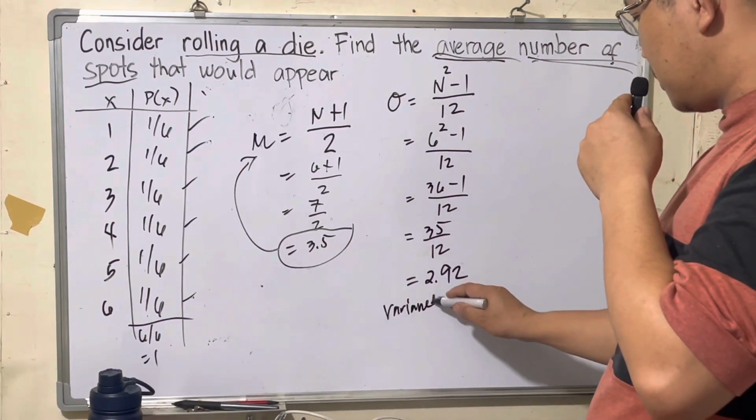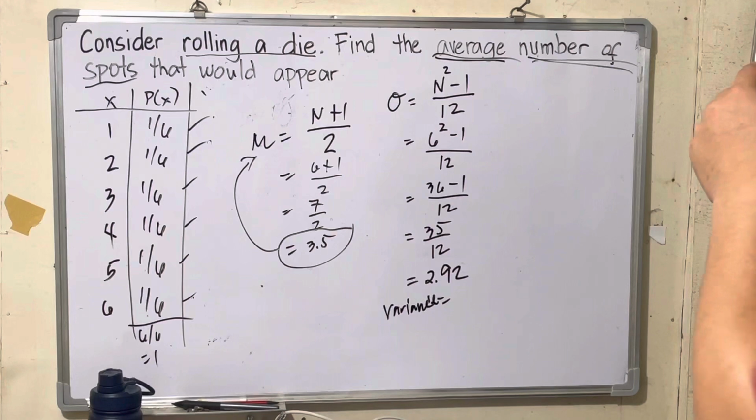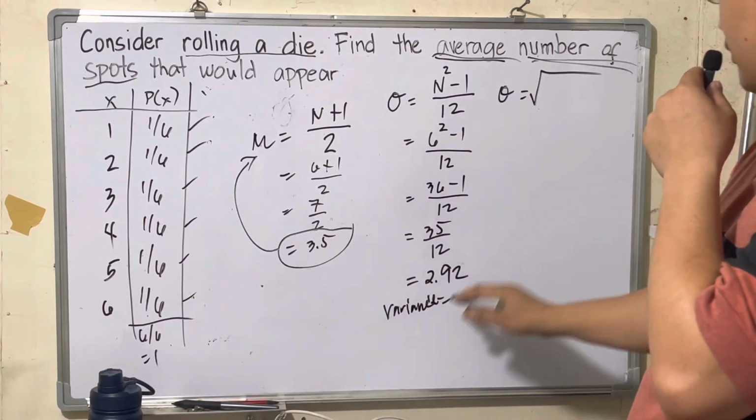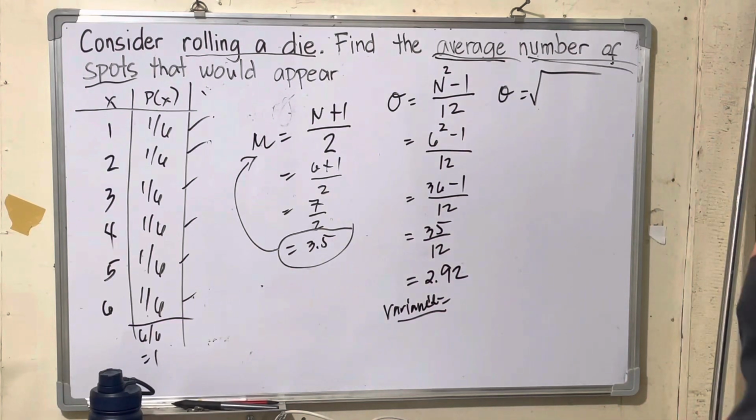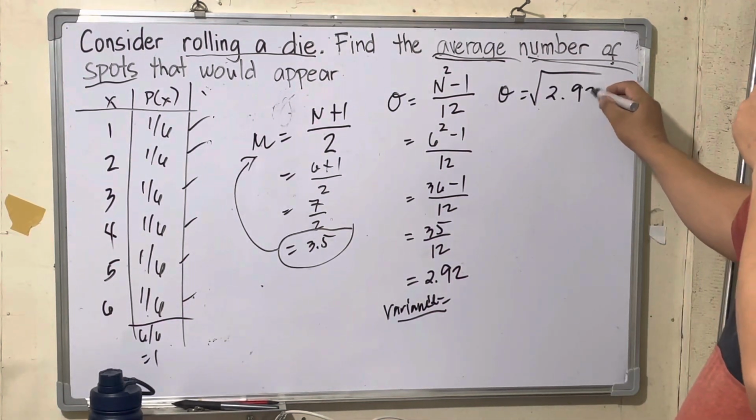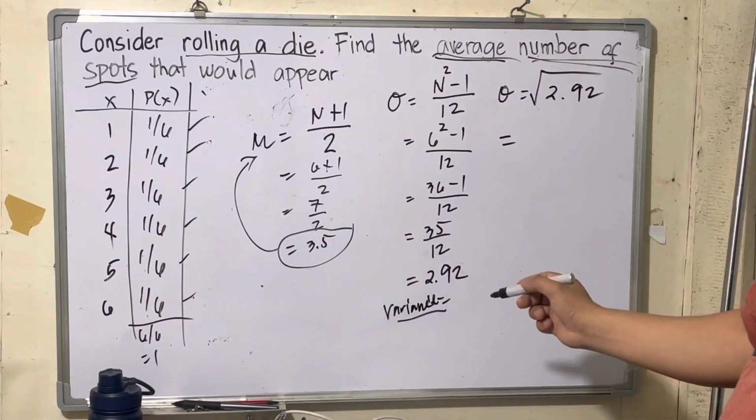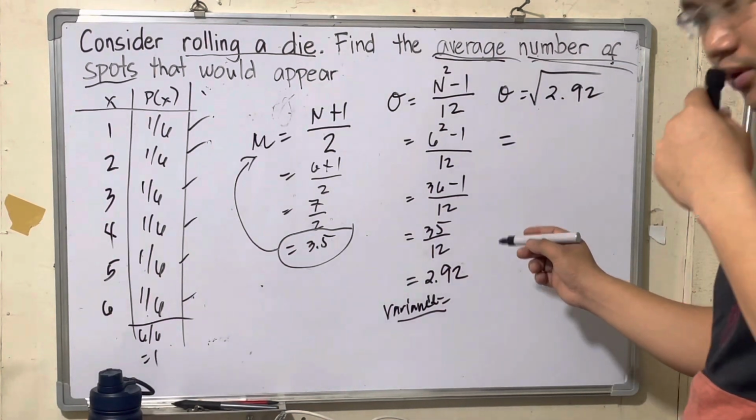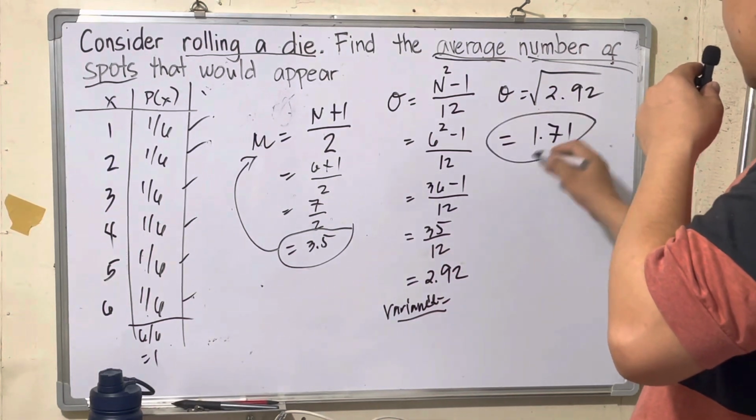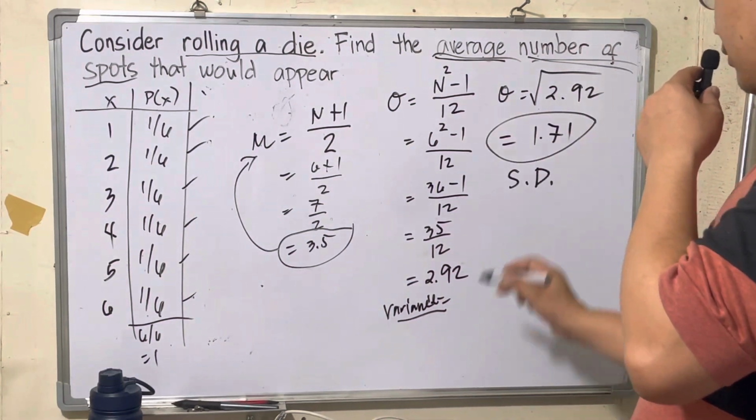Next, how about the standard deviation? Standard deviation is the square root of the variance. The value of the variance is 2.92. So what is the square root of 2.92? Okay, that is 1.71. And that is the standard deviation.